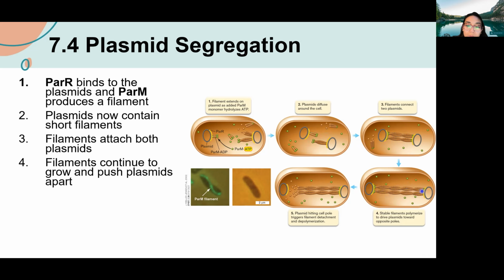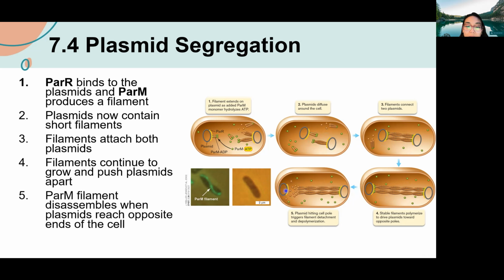So notice that the distance between the plasmids is increasing until they reach the very ends of the cell. And when they reach the very ends of the cell, the PAR-M filament starts to disintegrate or disassemble. And that's good because now the two plasmids are already separated, so that's all they needed to do. We just needed to push them apart, and that was pretty much it.